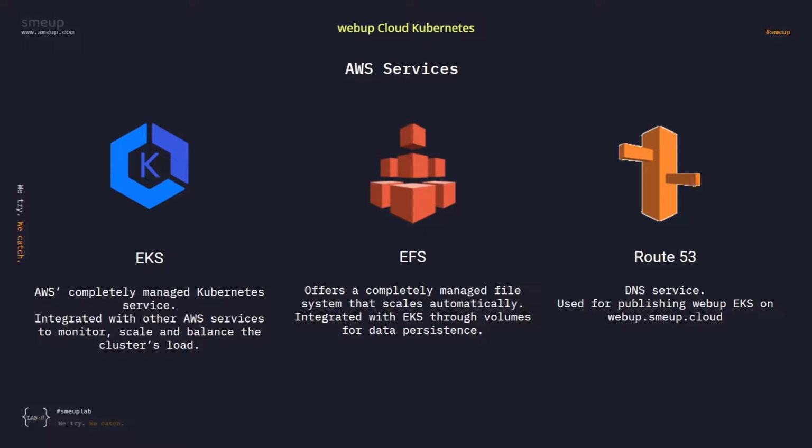Not only that, but EKS is integrated with other AWS services thanks to Kubernetes charts, Helm charts, called drivers. So by installing a driver of another service on our cluster, we were able to use other AWS services such as EFS. EFS offers a managed file system that automatically scales. And this file system is extremely useful for managing logs and configuration files.